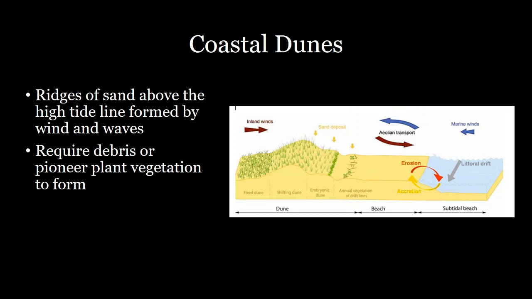Dunes, coastal dunes, are ridges of sand above the high tide line formed by both wind and waves. You can see here that aeolian transport, that wind-caused transport, as well as the movement and accretion of sand onto the landscape by waves are important for building up dune structures. Usually, dunes along the coast require some amount of debris, such as wood and sticks that are deposited, or vegetation that can grow along the shoreline in order to form initially.